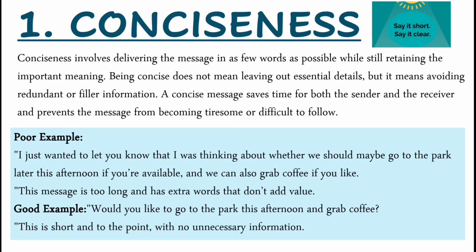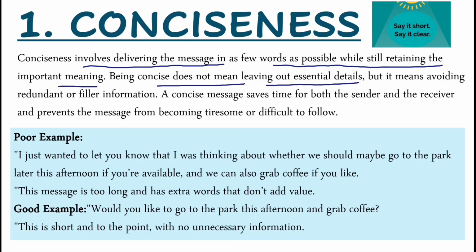Now, I will explain each of the 7 C's with an example to help you understand the topic clearly. So, the very first one is conciseness. Conciseness involves delivering the message in as few words as possible while still retaining the important meaning. Being concise does not mean leaving out essential details, but it means avoiding redundant or filler information.